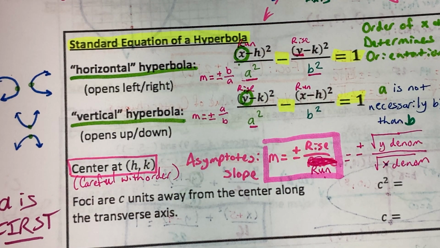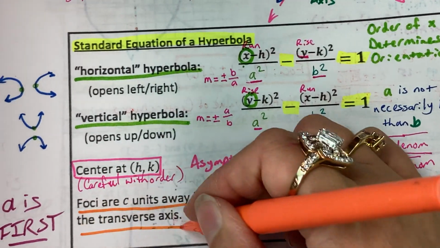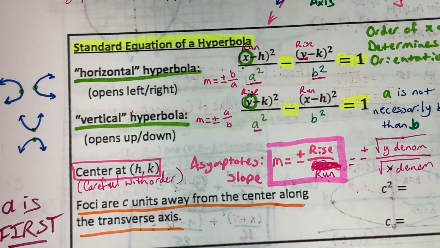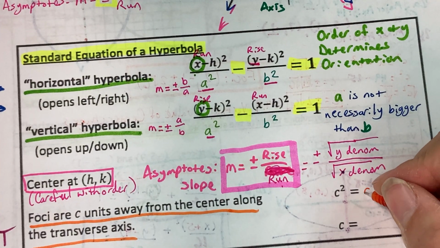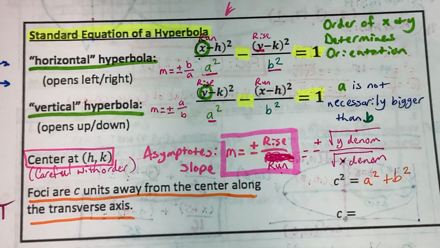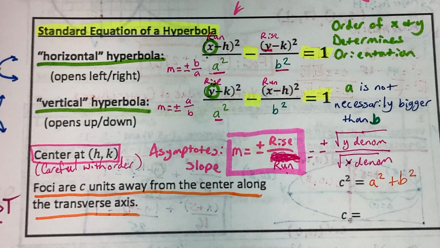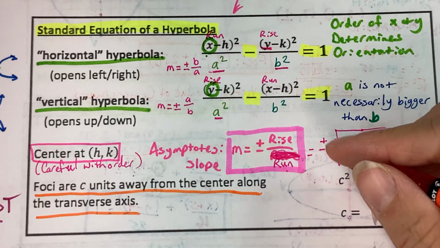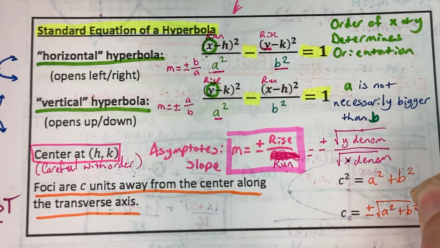And here's where it really gets wild. It says foci are c units away from the center along the transverse axis, same as before. However, our relationship that goes between our a, b, and c values is c squared equals a squared plus b squared. So unlike ellipses, where I had a minus in between those values, and unlike the Pythagorean theorem, here for hyperbolas I have a plus sign. So our c value will be plus or minus the square root of a squared plus b squared.